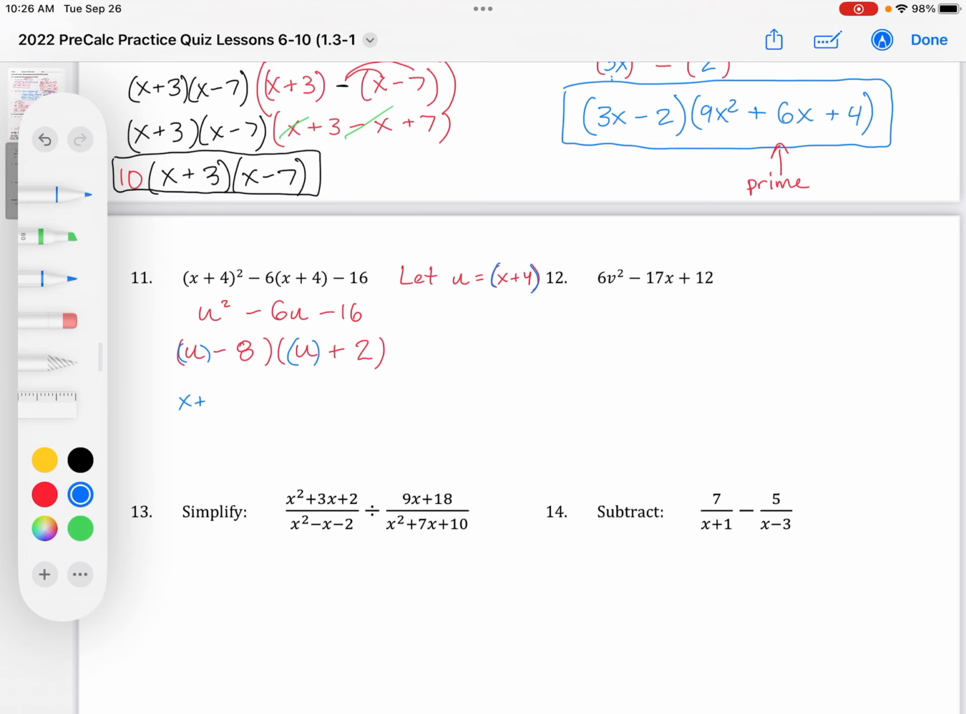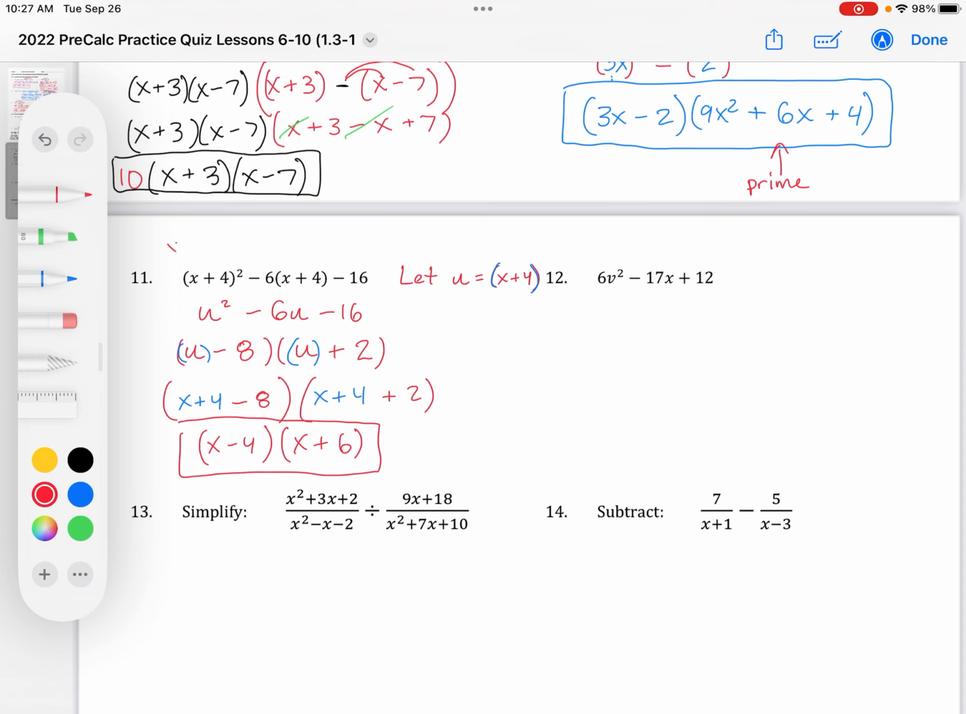So x plus 4 minus 8 is in your first factor. And then x plus 4 plus 2 is in your second factor. And then this just becomes x minus 4 when you combine those constants, and x plus 6. And that is completely factored.